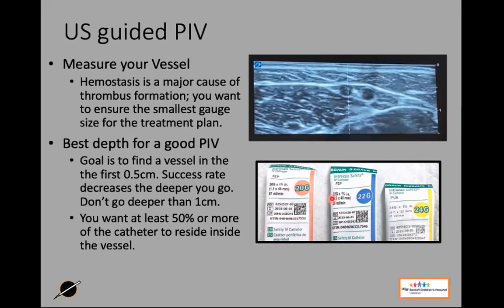All right, what's the best depth for getting that IV in? The deeper we go, our success rate drops considerably. Our goal is to find that blood vessel in this first 0.5 centimeters. That is ultimately our goal. We do not want to be going below 1 centimeter. This is an important point. The deeper we go, the more catheter we leave in the tissue and not in the vein. And then our success rate for actually throwing the catheter in the vessel goes down significantly the deeper we go.